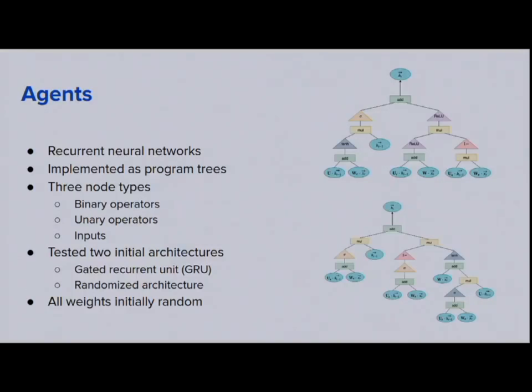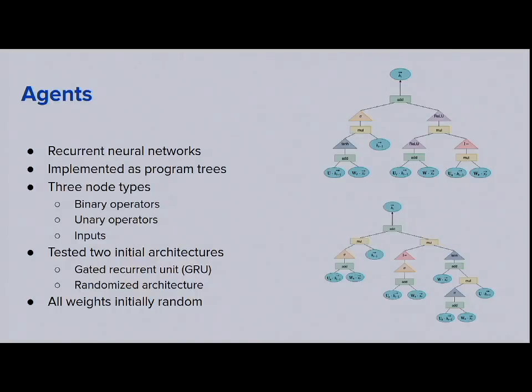So the actual agents that are playing these games are recurrent neural networks. And so that we can evolve the architectures of the agents, we're implementing them as what's called a program tree. A program tree consists of inputs, which are the blue circles here, as well as operators. There are binary operators like add and multiply, and then unary operators like tanh, sigmoid, relu. And since we're evolving architectures, for the first generation, we need an initial architecture that agents are initialized to.